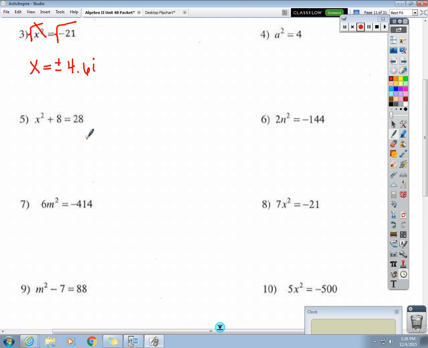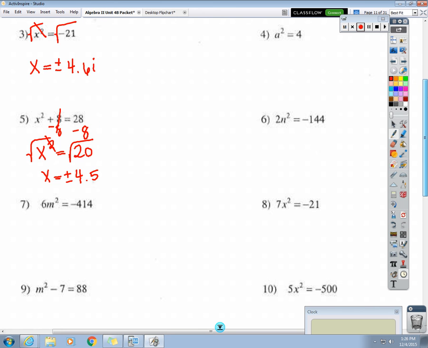Okay, number 5. What do you think we're going to have to do first on it? Subtract the 8. Before we can square root it, we've got to subtract that 8 to the other side. And now you have x squared equals 20. Now to solve for x, what do we do? Square root it. And so x equals 4.5, and it's positive, so we don't have to put an i, but we do have to put a plus or minus, because a positive 4.5 squared would equal 20, a positive 4.5 squared plus 8 would equal 28, or a negative 4.5 squared plus 8 would equal 28.